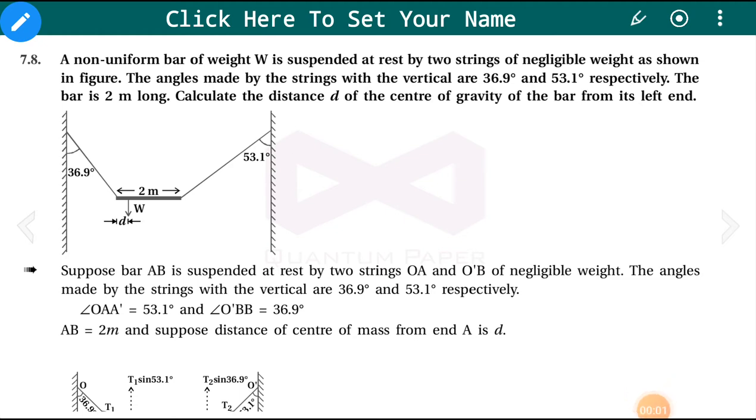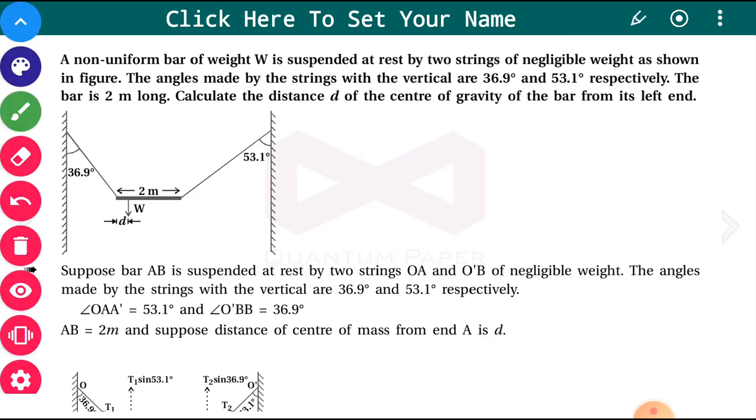Okay, now numerical number 7.8. A non-uniform bar of weight W is suspended at rest by two strings of negligible weight as shown in the figure. The angles made by the strings with the vertical are 36.9 degrees and 53.1 degrees respectively. The bar is 2 meters long. Calculate the distance d of the center of gravity on the bar from its left end.